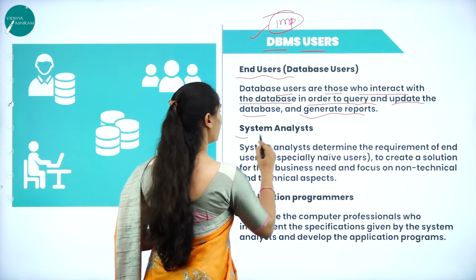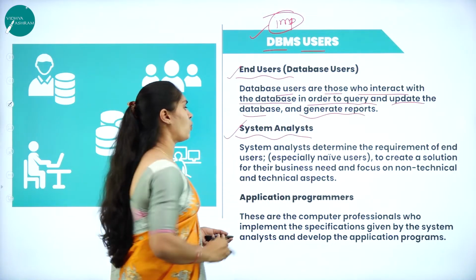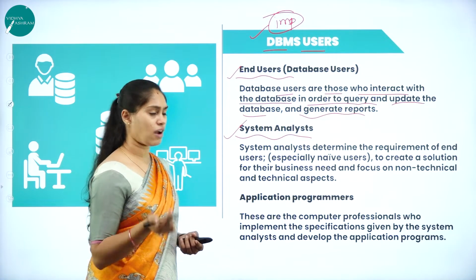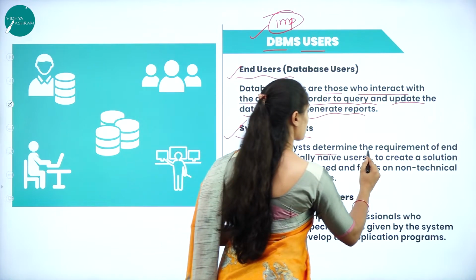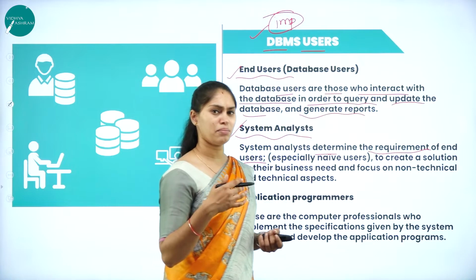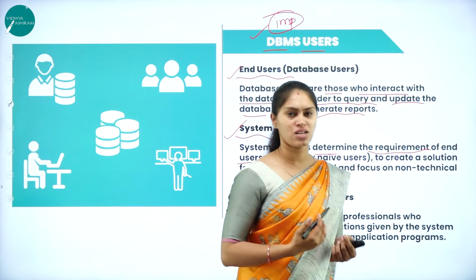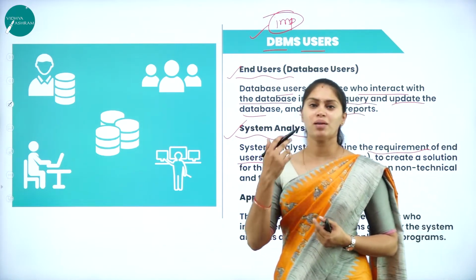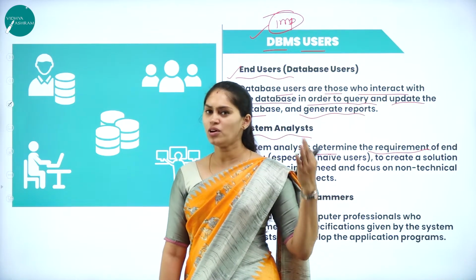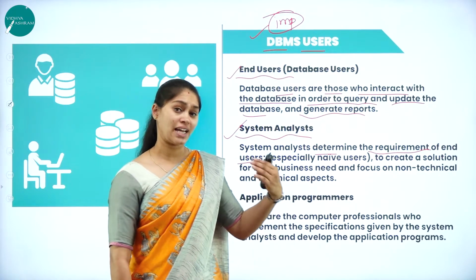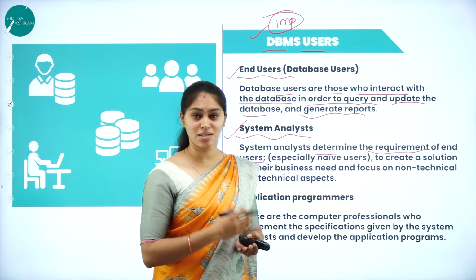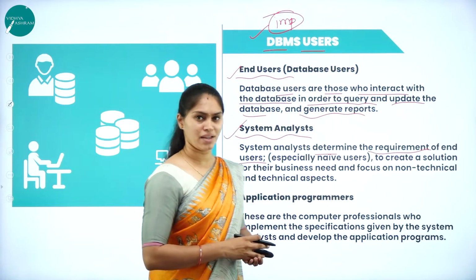Next we have the system analyst. Why is this analysis important? They have to analyze, right? What do they have to analyze? They determine the requirements of the end user. They have to think about the end user. For example, if you own a shop, you have to think about the requirements of your customer. If you are running a jewelry shop, you have to think about what kind of pattern you are supposed to bring, either in gold, diamonds or silver. You need to think about the customer's requirement, then only can you stay in the market.